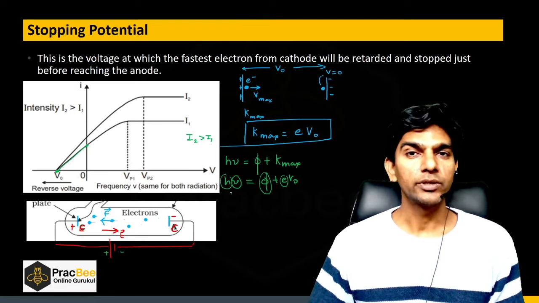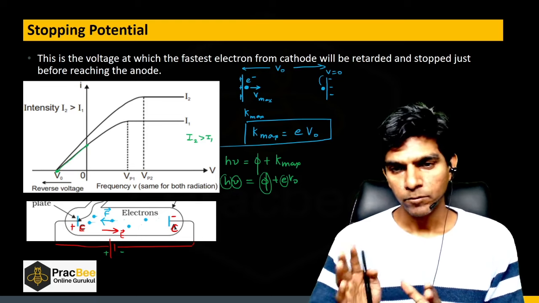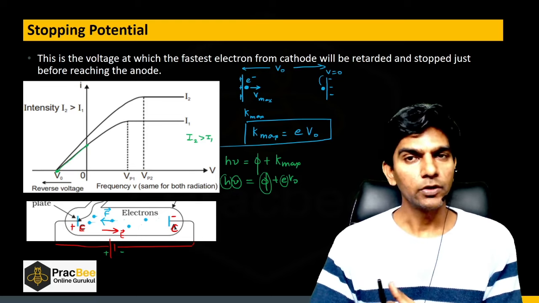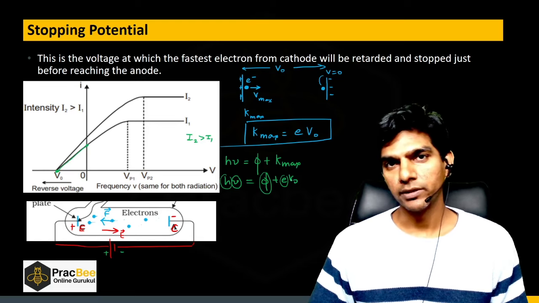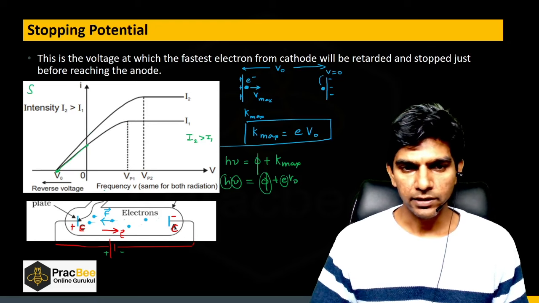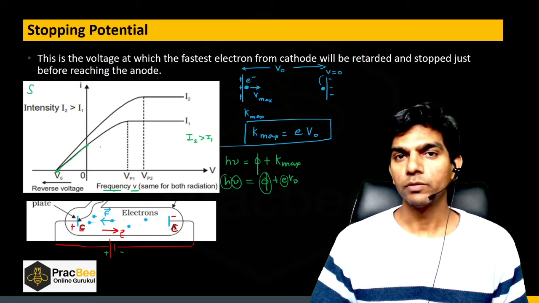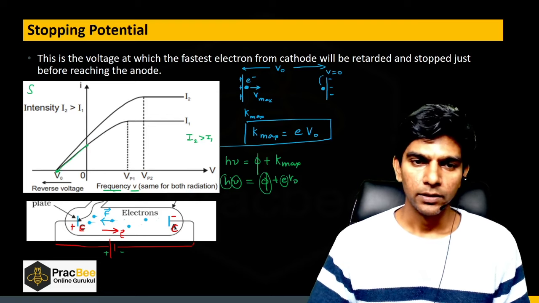So we can say the stopping potential does not depend upon intensity. It will remain the same for the same frequency. But as we change the frequency, the stopping potential will change. So this is for the same frequency, as clearly mentioned here. Do remember this graph, and how to compare if we have different intensities.